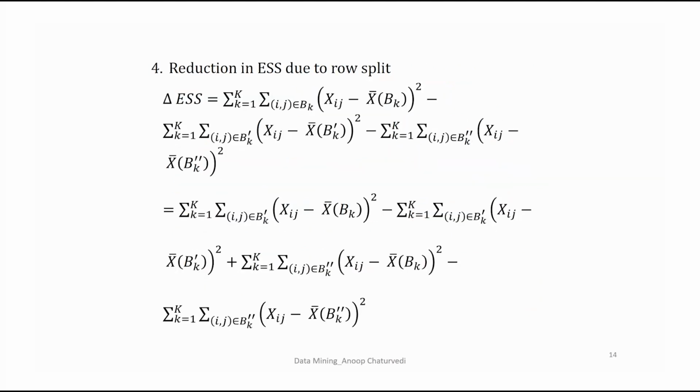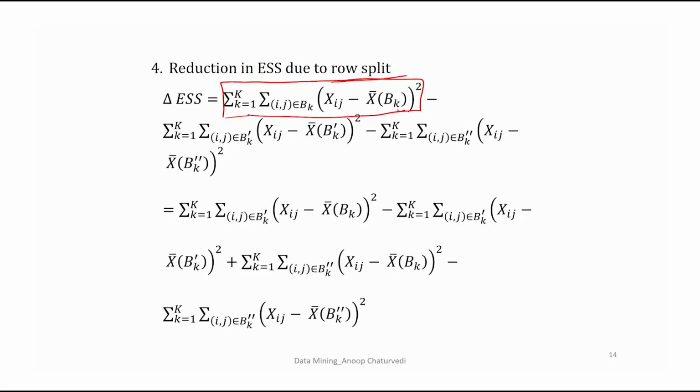Then we consider the reduction in error sum of squares due to row split. So, we take the difference between the error sum of squares before the split and after the split. Now, before the split, the error sum of squares is given by this term, summation over k, summation ij belonging to Bk, xij minus x bar k whole square.